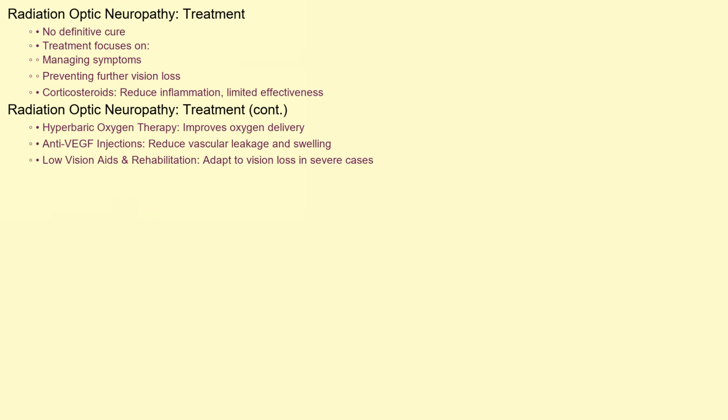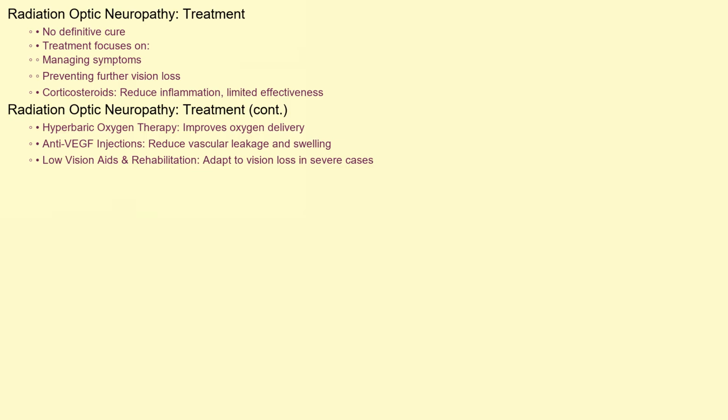While there aren't distinct classifications or types of radiation optic neuropathy, in the same way as some other diseases, the condition is generally classified based on its severity, ranging from mild visual field defects to profound vision loss. The timing of onset after radiation therapy can also be a distinguishing factor, with some cases developing relatively quickly, while others manifest years later. Unfortunately, there is no definitive cure for radiation optic neuropathy, and treatment primarily focuses on managing the symptoms and preventing further vision loss.